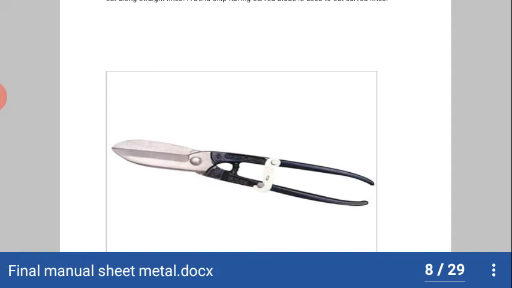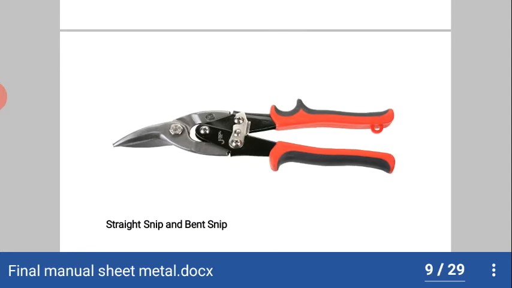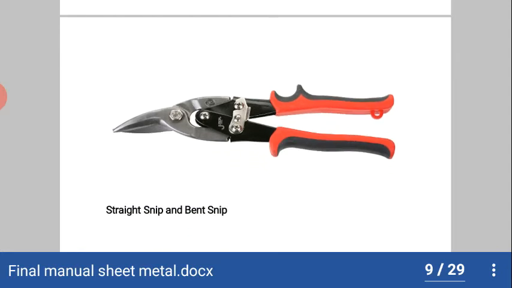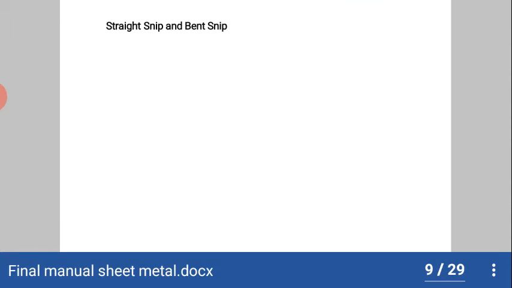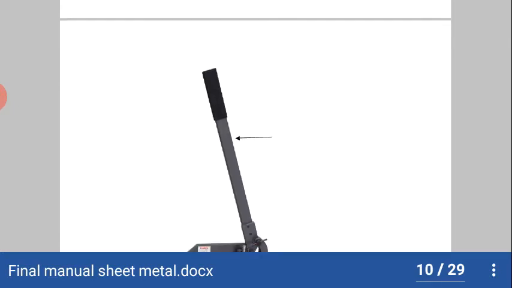That is the straight snip. It is made by forging also, and the material is stainless steel. It is a straight snip and it is a curved or bent snip. The shape of the snip is specified according to their cutting part, straight or bent or curved. So these are the types of snips.